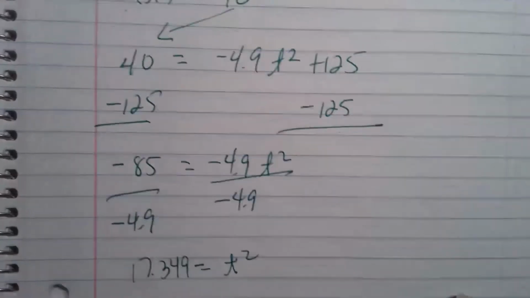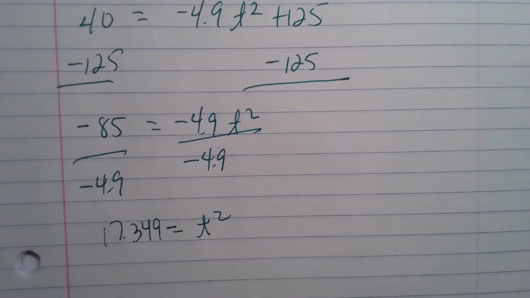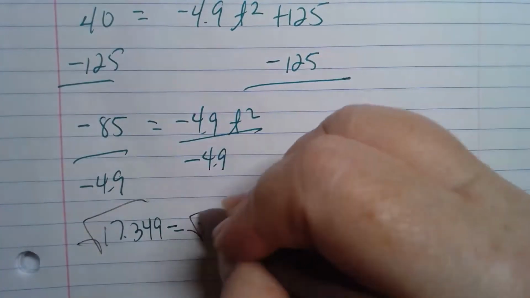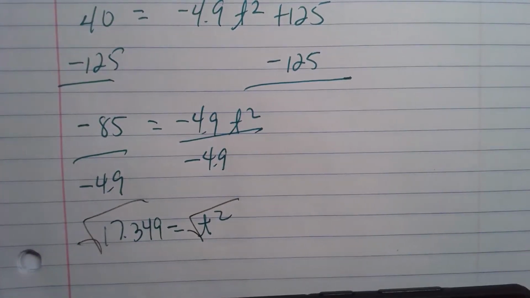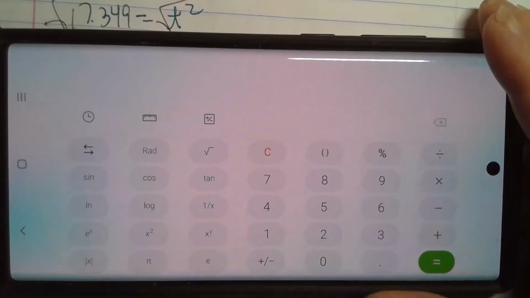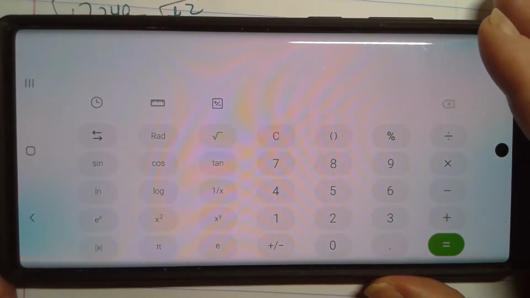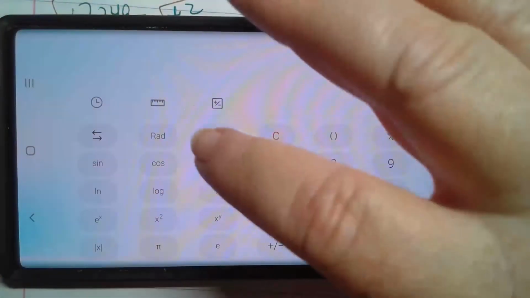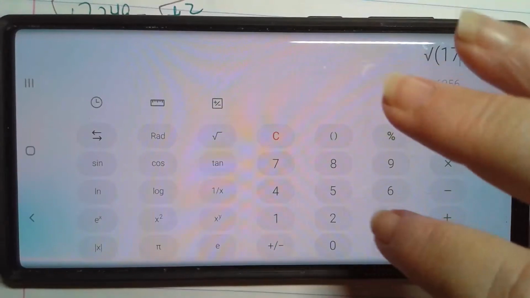And then we're going to divide that by our negative 4.9. And we get 17.349. I'm going to take the square root of both sides. And we're going to get 4 point something on this. So 4.16. Let's double check it.